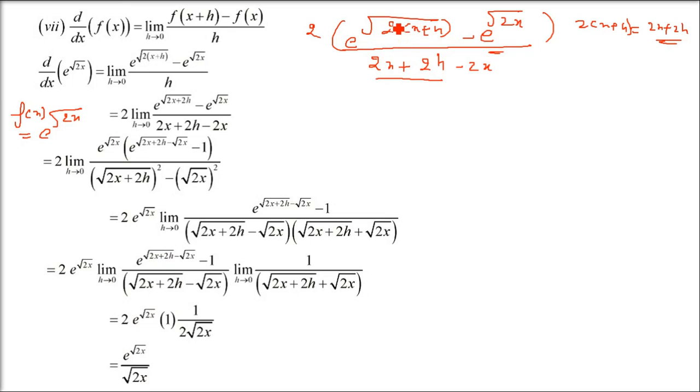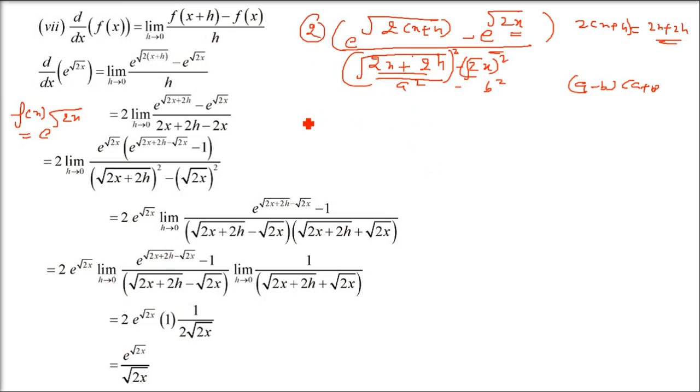Still the whole work is not done because it is still under root. So we will take under root and make it as a square. And this 2x also make under root and square, so that it is seen like what it is above. So a square minus b square is the formula. A is under root 2x plus 2h. B is under root 2x. So a square minus b square is what? A minus b, a plus b. So you can write this as under root 2x plus 2h minus under root 2x, and under root 2x plus 2h plus under root 2x.